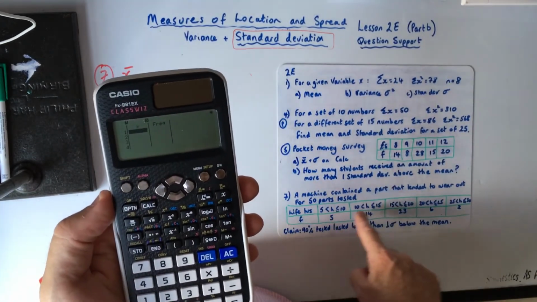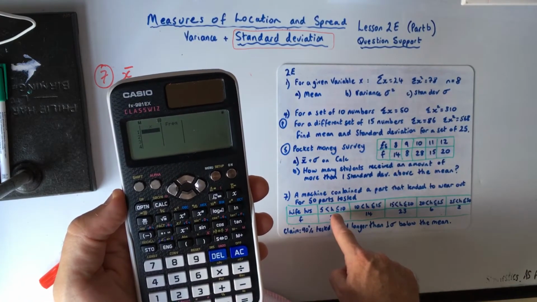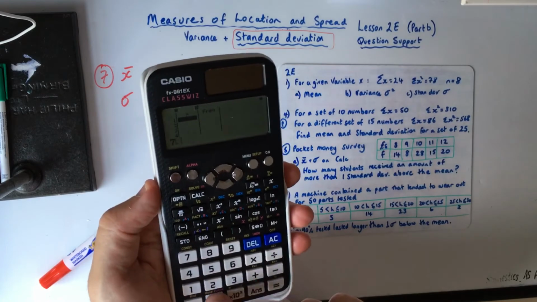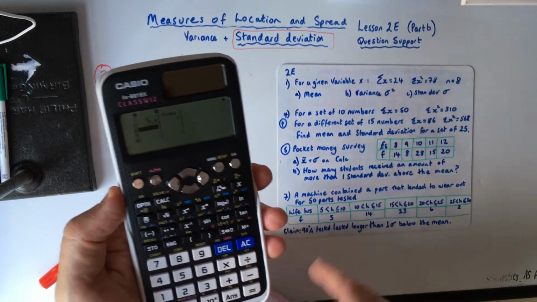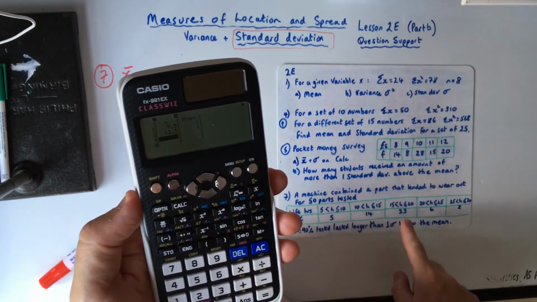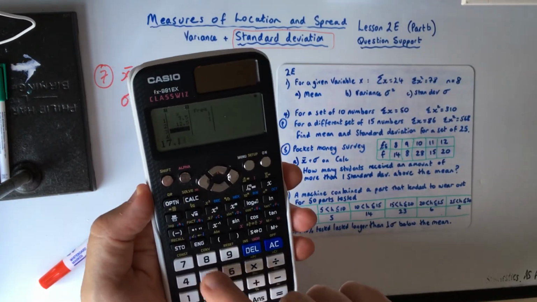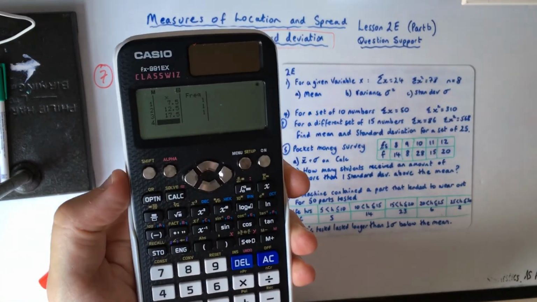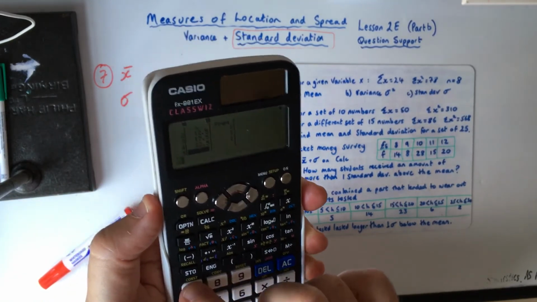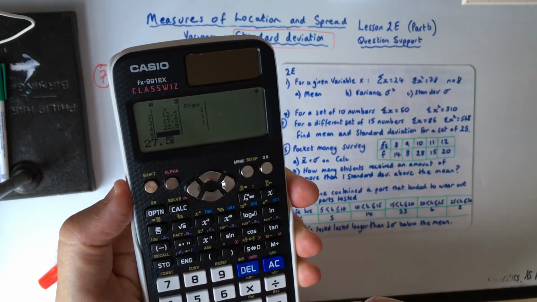Now here, I'm going to put in the midpoints. Between 5 and 10 is 7.5, so I'm going to go 7.5, 12.5, 17.5, 22.5 and 27.5. There's all my midpoints in.